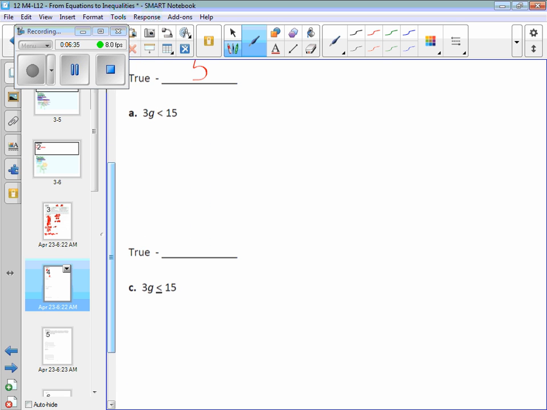Okay, so part A, or letter A, we're going to solve it the same way. Divide both sides by, good, yes. G is less than 5. So for the purposes of the example, let's just stay with integers, because any rational number will work, decimals and fractions also. But what integers make the statement true?